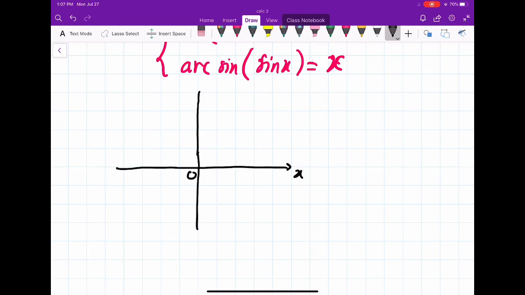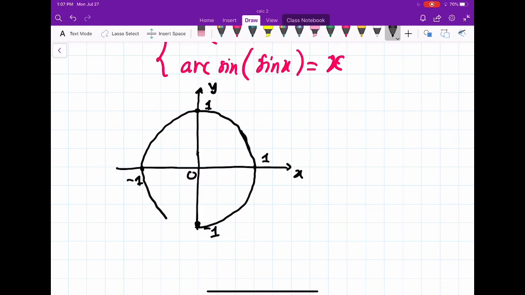That is x, o, y. So suppose this is 1, this is 1, here is negative 1, here is negative 1. I need to draw a circle in here. Okay, not really beautiful, but I hope it's okay. So on this unit circle, we know this.